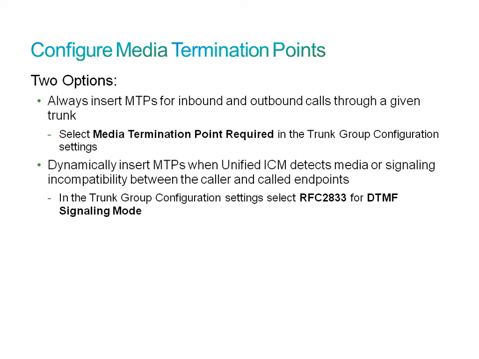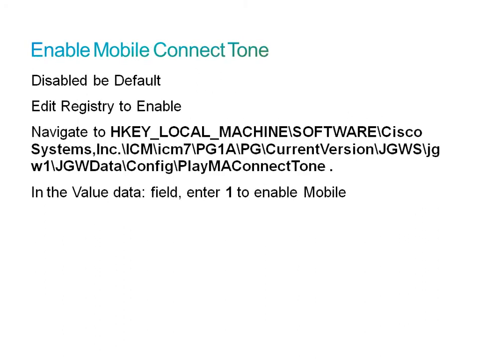There are two options for configuring MTPs. You may configure them so that they are always used. This is done by selecting the Media Termination Point Required option in the Trunk Group Configuration. You may also configure them to be dynamically inserted if CCE detects a need for them. This is done by selecting RFC 2833 for the DTMF signaling mode in the Trunk Group Configuration.